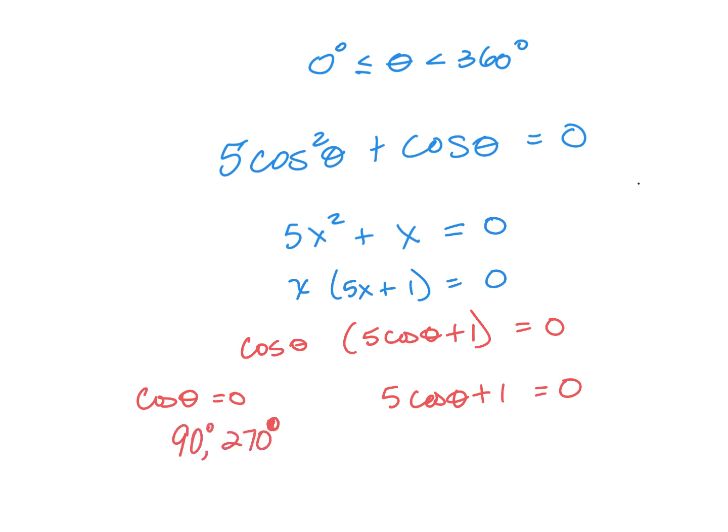Now I've got to leave the cosine alone over here. So that would be 5 cosine of theta equals negative 1.